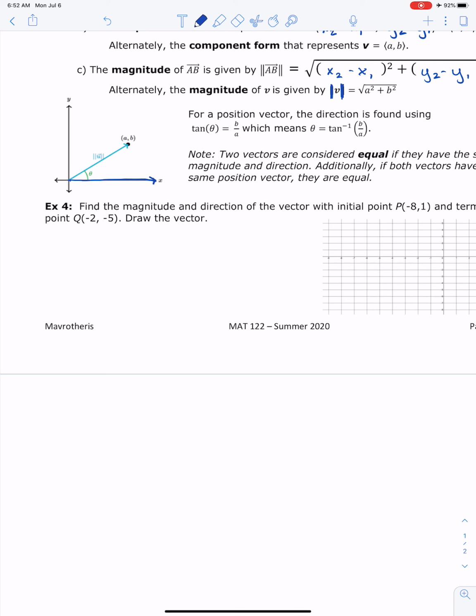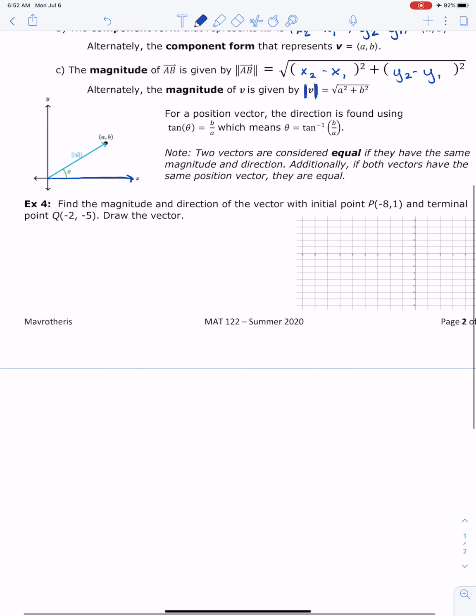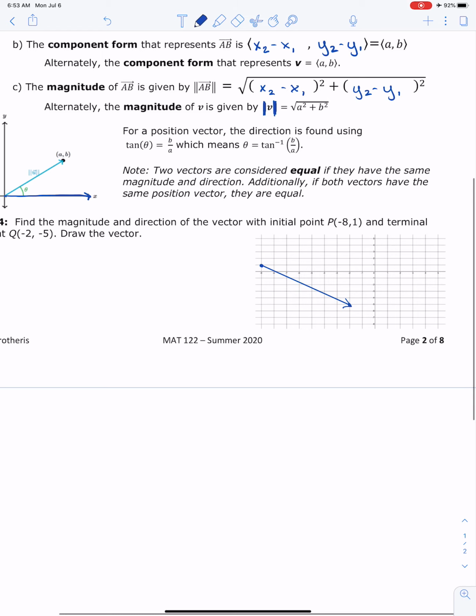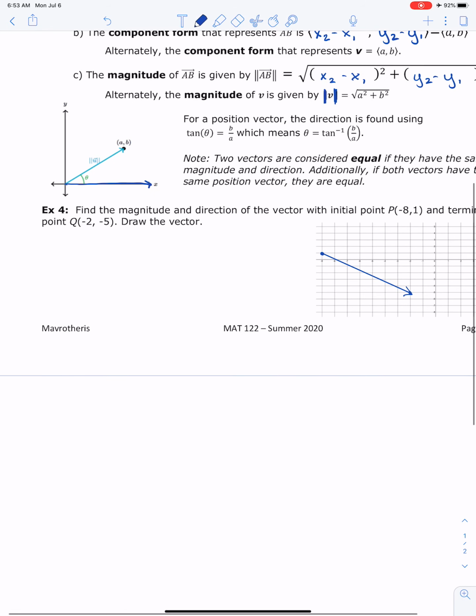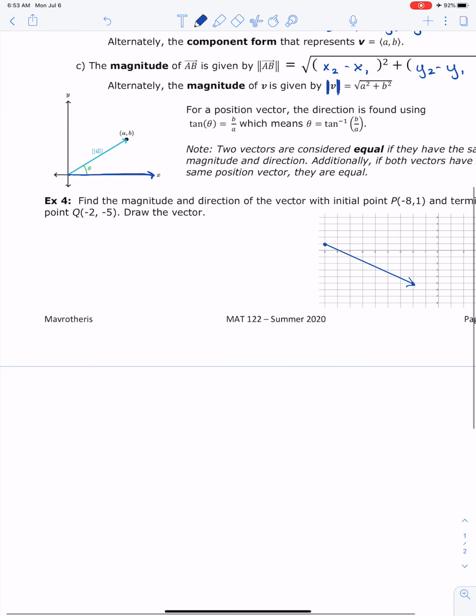So example 4 here, let us take a look at what we've got. We've got an initial point of -8, 1 and a terminal point of -2, -5. I'm going to start by just graphing that. So -8, 1, -2, -5. And there is my vector, okay? So we want magnitude and direction.